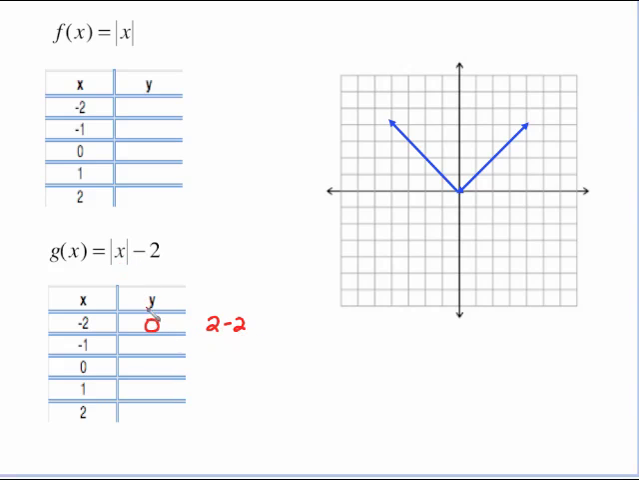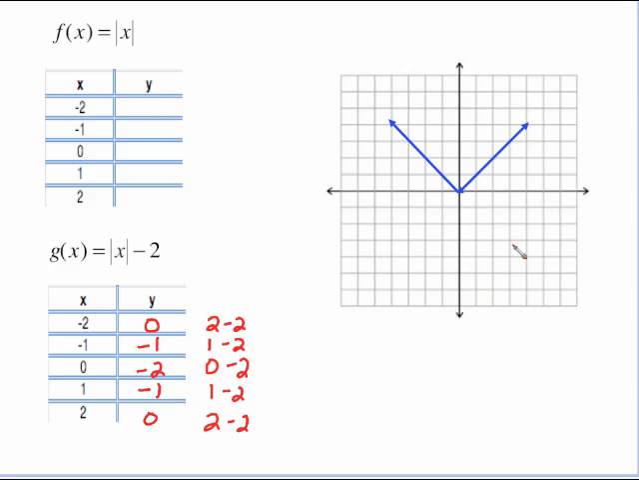Put negative 1 in here. Absolute value of negative 1 is 1. 1 minus 2 will give us negative 1. Absolute value of 0 stays 0. 0 minus 2 is negative 2. Absolute value of 1 stays 1. Minus 2 is negative 1. Put a 2 here, you're looking at 2 minus 2 is 0.